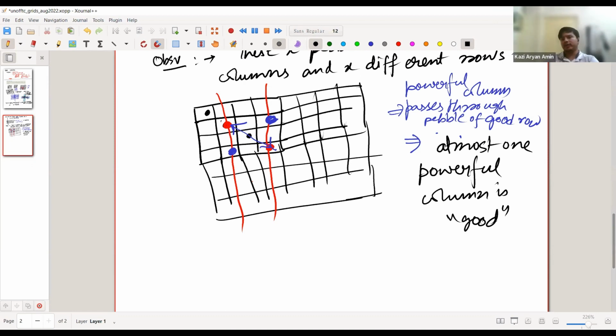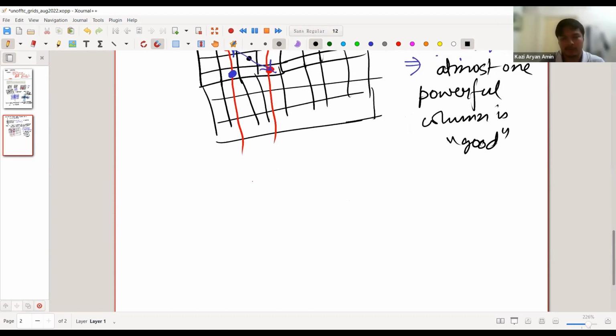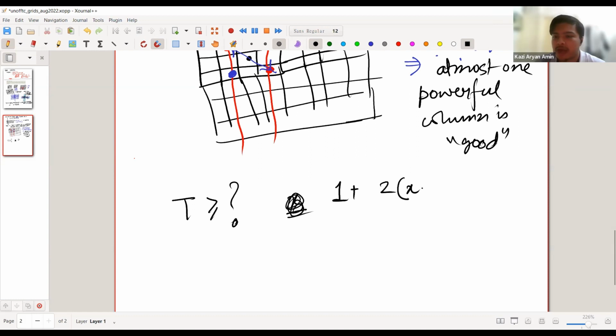So what is the bound that we get on the number of pebbles, now that we are looking along the columns? Anyone can say that? So there are x columns that go through each pebble of a good row, right? You found that you can have at most one of them having only one pebble, and all the rest of them will have at least two pebbles. And there are n minus x columns remaining, and we already covered the case where we have an empty row or an empty column. So they will have at least one in each of them, right?